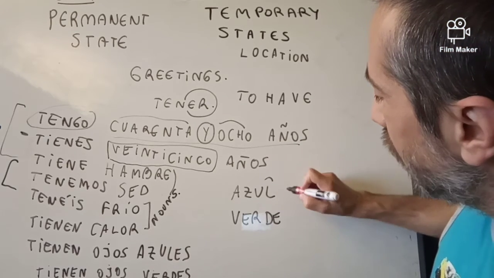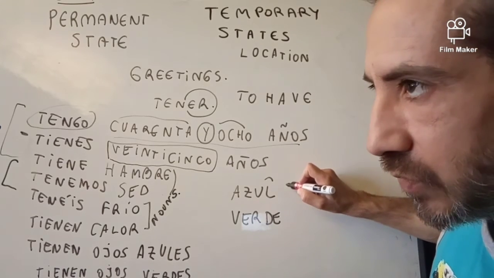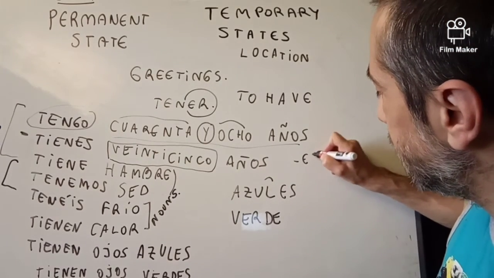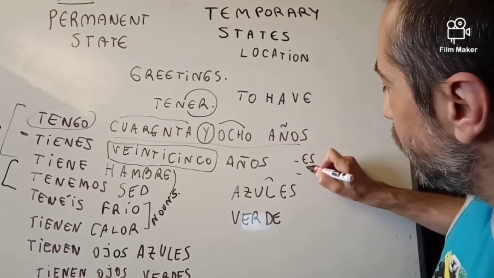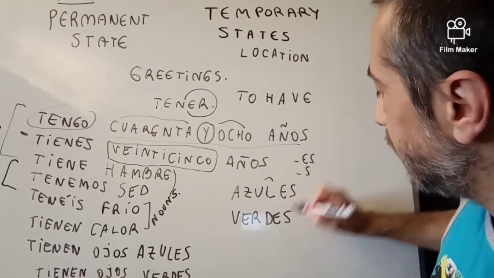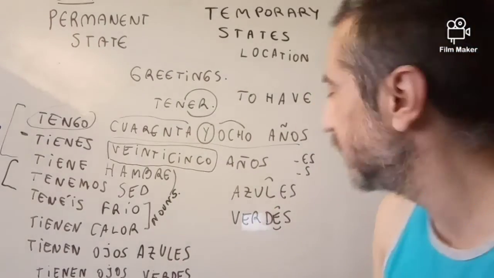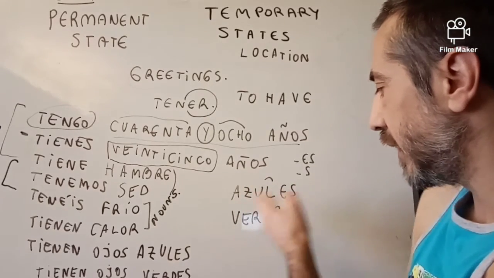This ends with L, so to make the plural form, we add ES. In this case, we just add S because it already has the letter E. Azul, azules, verde, verdes.